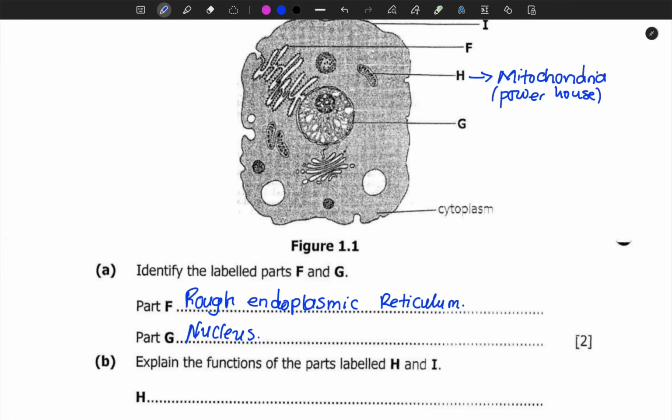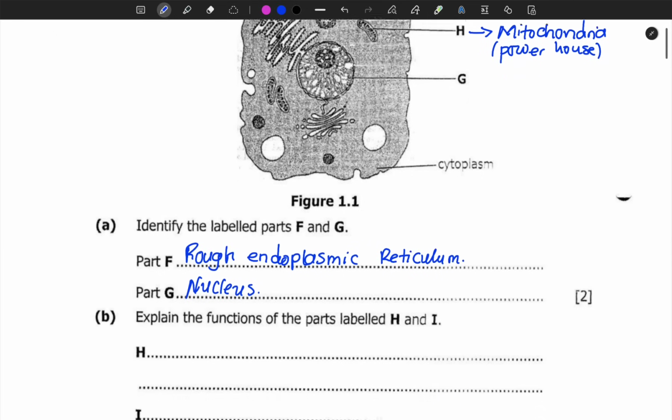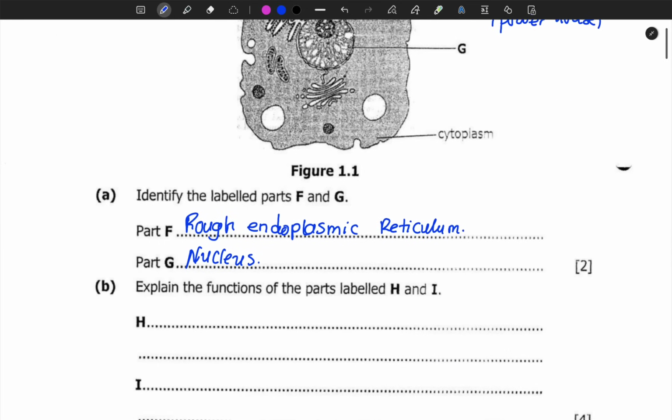What is the importance of energy? As we know in science, energy is the ability to do work, and cells have work. Each cell has a specialized work it does for life to be possible. For work to be done, it requires energy, and that energy used by the cell is generated by the mitochondria. So that is our H.